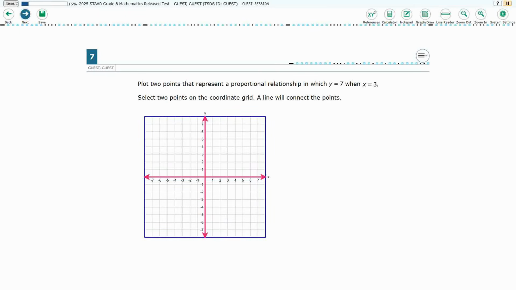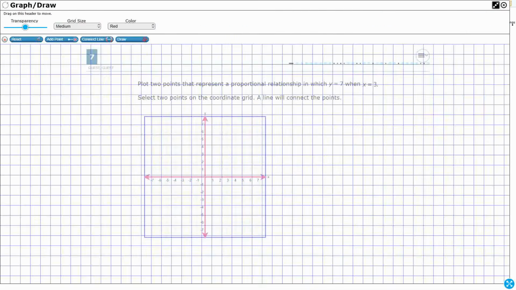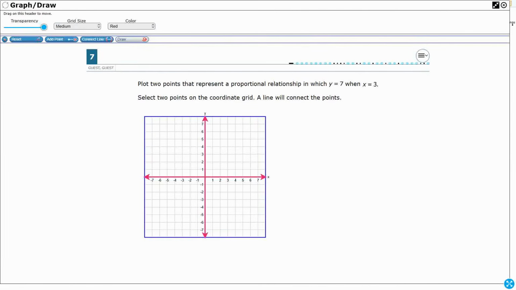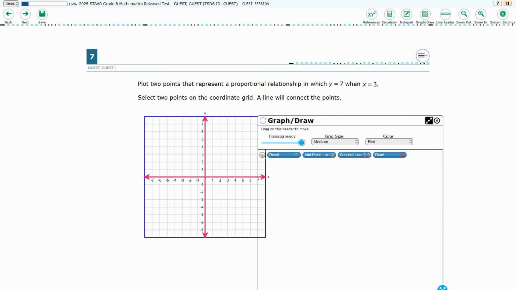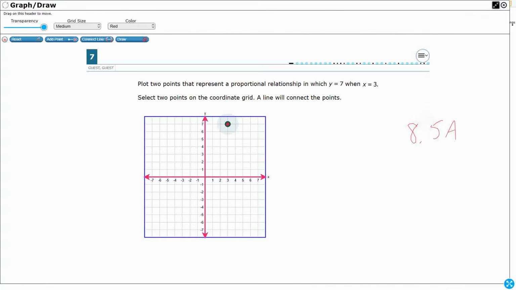Number 7, we are representing linear proportional relationships. This is 8.5a, and it's graphing. So we're just going to have to put some points on there and watch for the line to appear, because that's how this graphing works. All right, so we need to plot 2 points that represent a proportional relationship in which y is 7, x is 3. Okay, I can do that. Y is 7, x is 3.